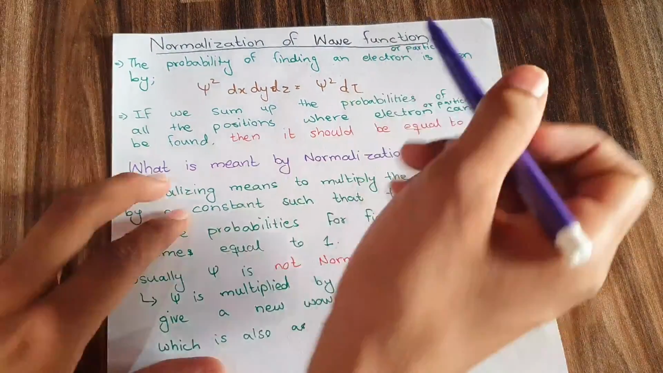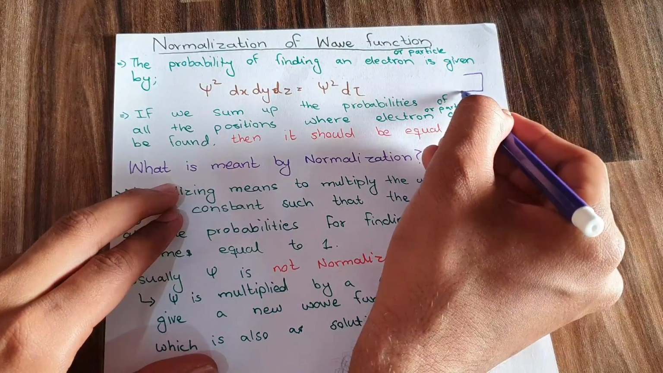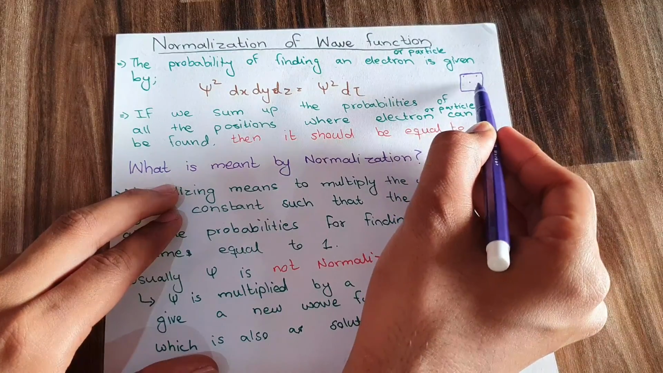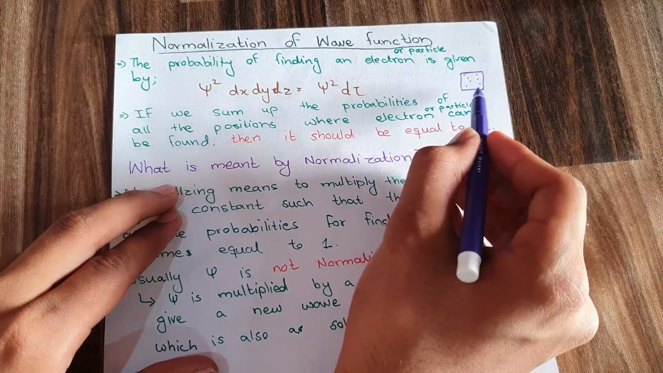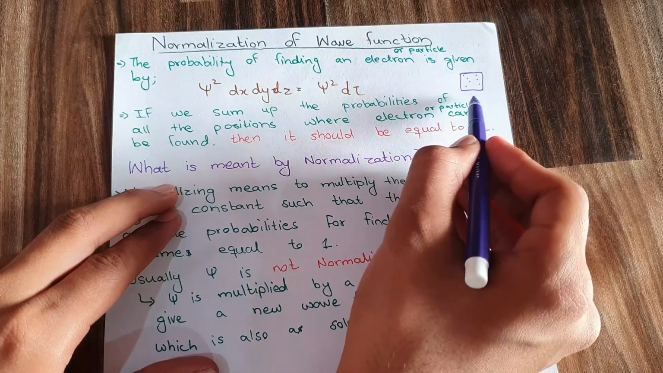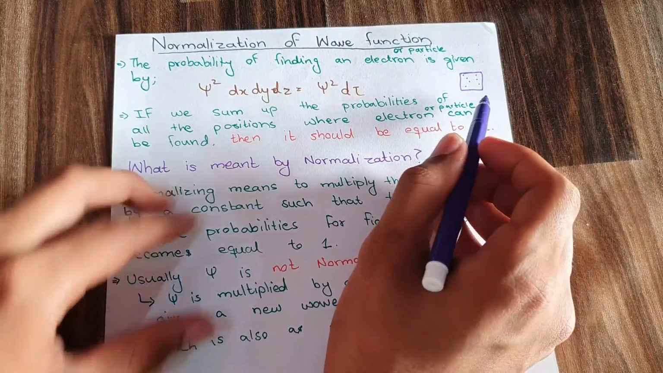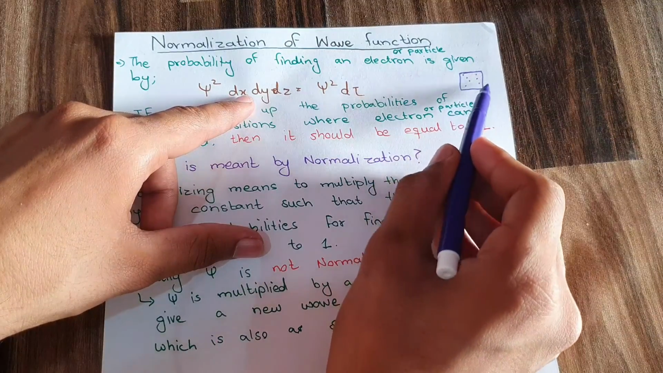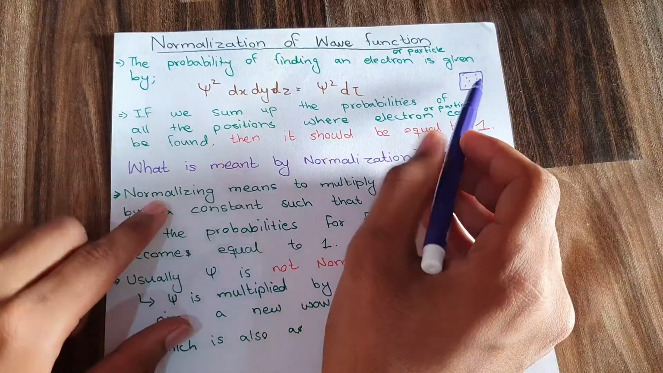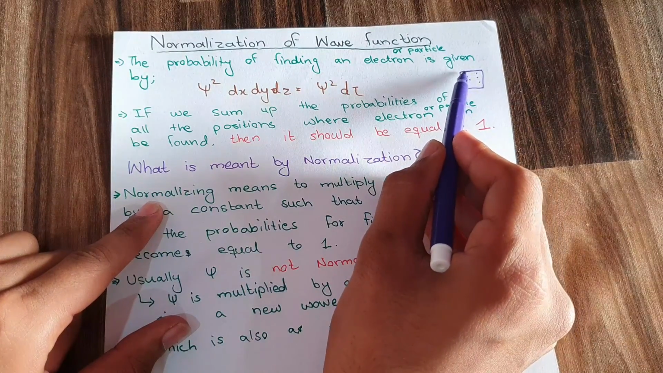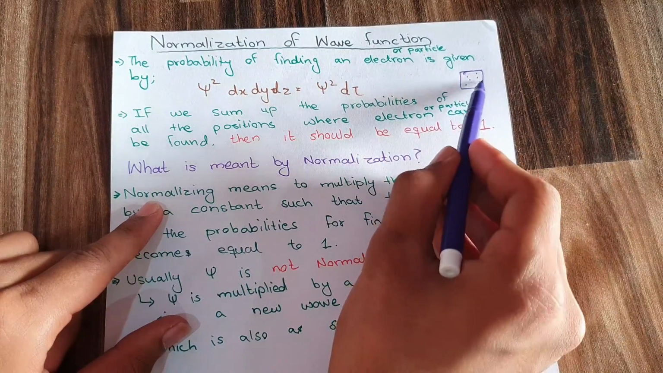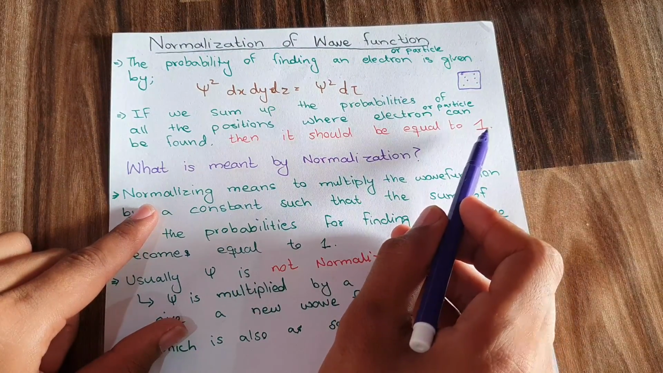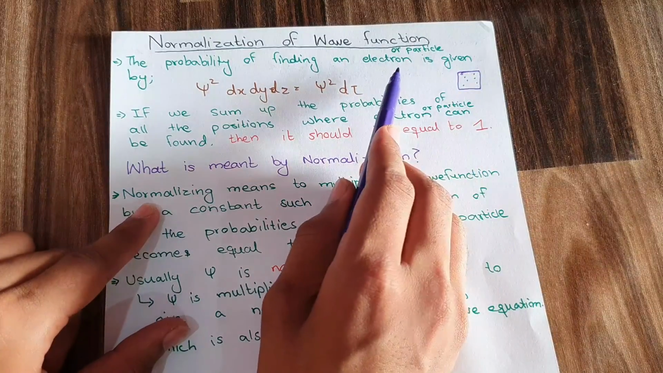As you know, if there is a particle in a box, this particle can be found here, there or there. It can be found within the boundary limits of this box. So if my particle is found within the boundary limit of this box, and I sum up the probabilities of every place, then it should be equal to 1. Because 1 means the particle is present within the box, not outside the box.